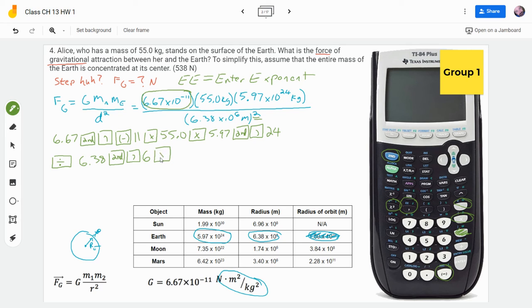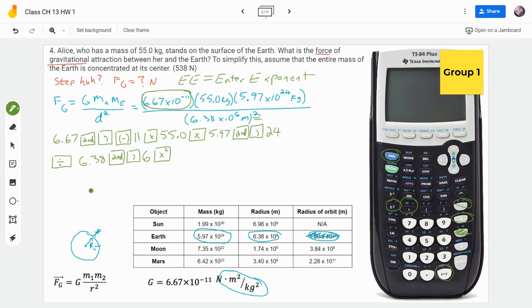Now, it seems a little bit strange. If you do that on the calculator, the display is going to look like it's taking 6.38 times 10 to the 6 squared power. It looks like it's only squaring the 6, but it is actually squaring the whole thing.